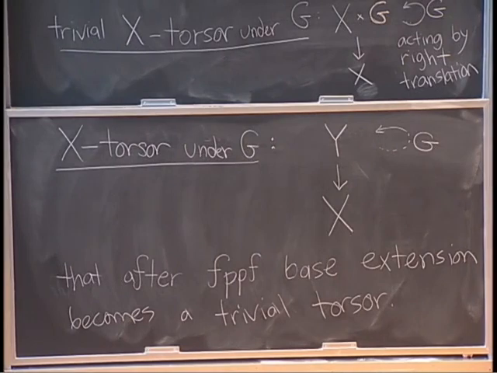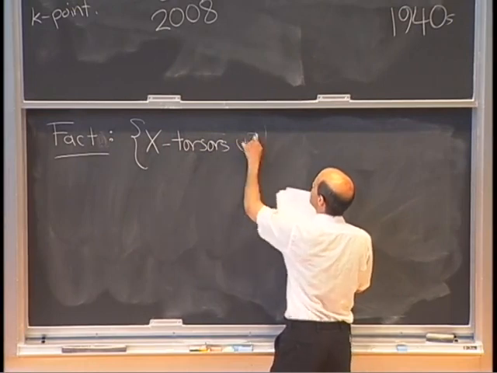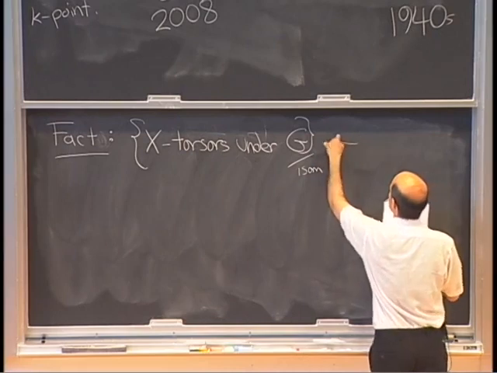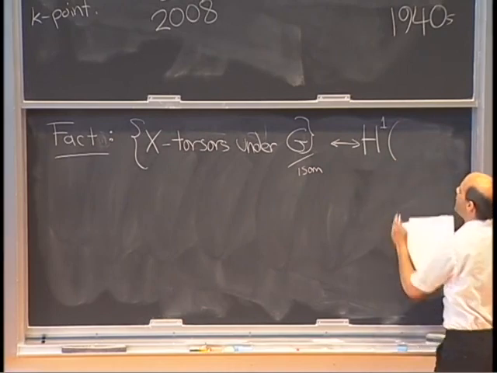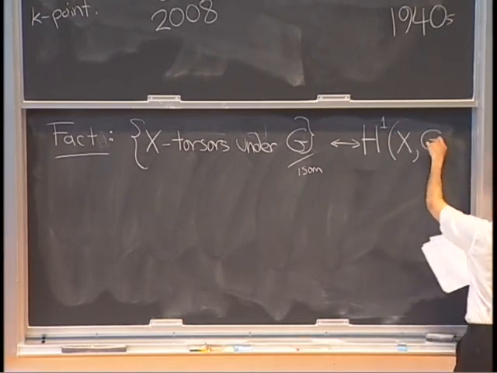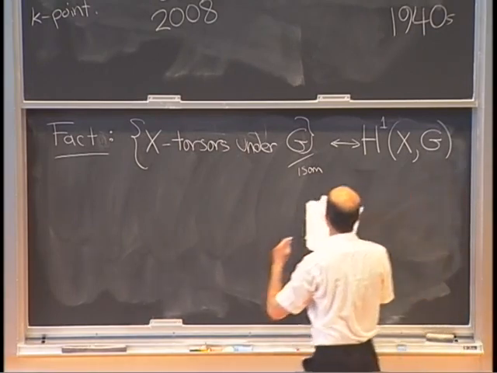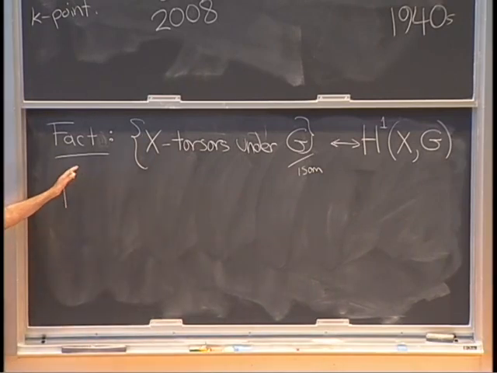Here's a fact. It's essentially a consequence of fppf descent that if you want the collection of X-torsors under G up to isomorphism, these are classified by a Galois cohomology set, H^1(X, G). It's defined using Čech cocycles; you can use étale cohomology. This is just general stuff about torsors.